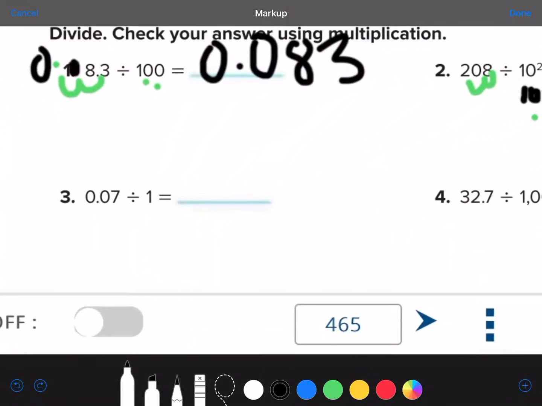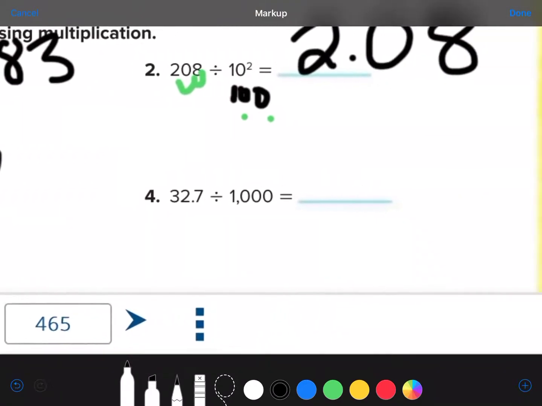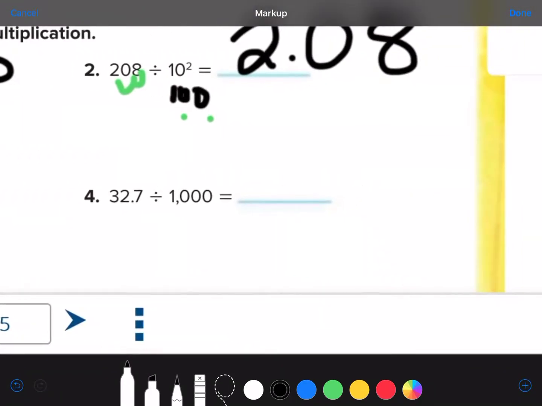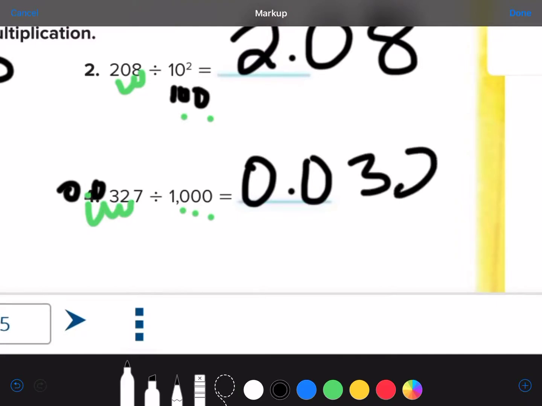Number 3. Ooh, remember the identity property? 0.07 divided by 1 is still going to be 0.07. That number is not going to lose its identity because of the 1. Ooh, but 32.7 divided by 1,000. There are 1, 2, 3 zeros. So that means that decimal point goes over 3 spots. 1, 2, 3. Decimal point. So we need a placeholder 0 there and a placeholder 0 there. So our answer is going to be 0.0327.